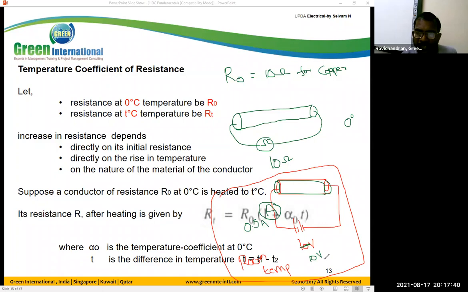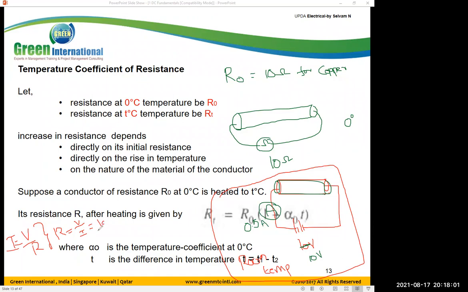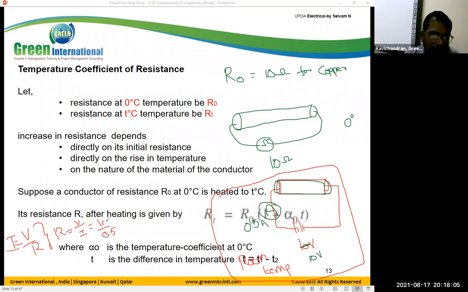Now we know the voltage and we know the current. We can find the resistance by using Ohm's law. What is the formula? I is equal to V by R. This is the general formula. Here our objective is to find the resistance, so R is equal to V by I, which is 100 by 0.5, equal to 20 ohm, correct?